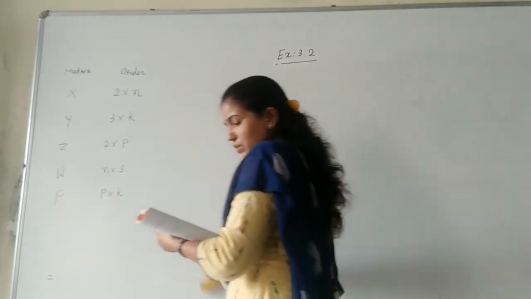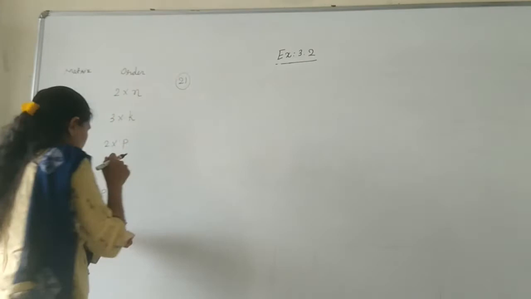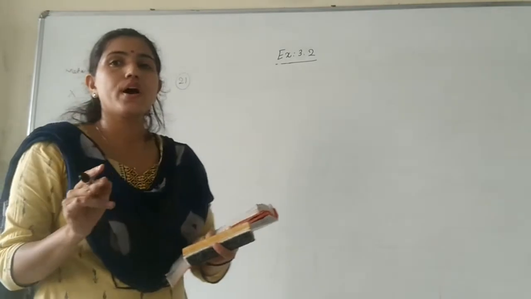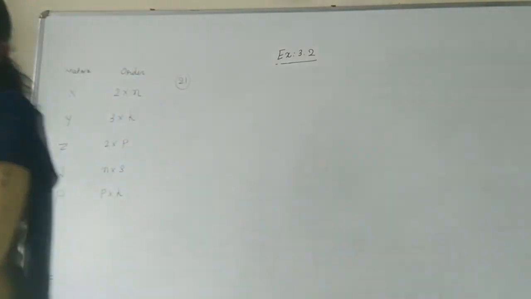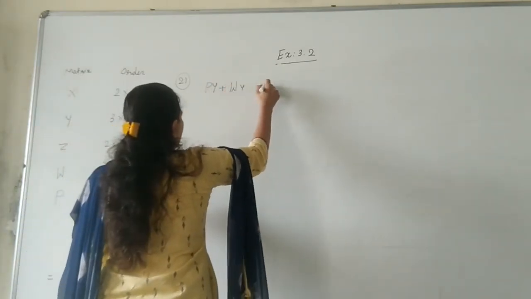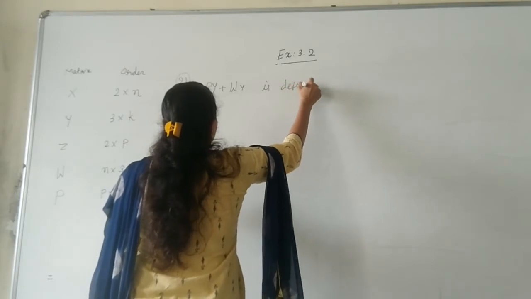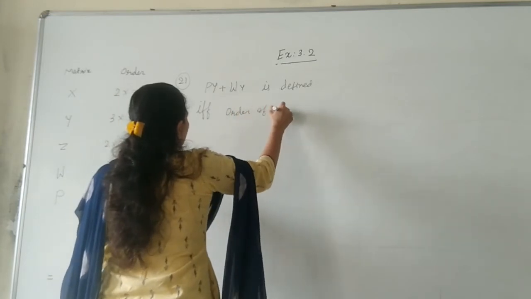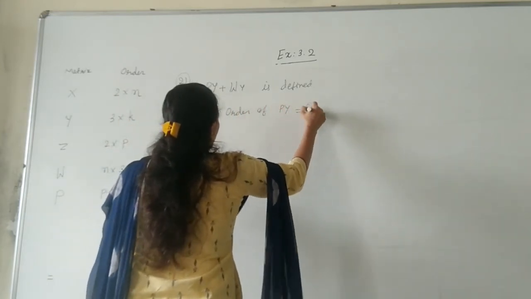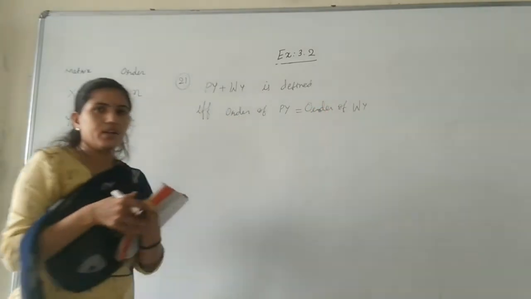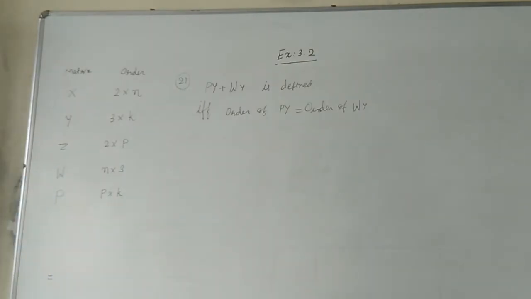So what is question number 21? See in your book, students. The restriction on n, k and p so that PY plus WY is well defined. PY plus WY is defined when the order of PY is the same as the order of WY. First, we have that the order of PY and the order of WY must be the same.